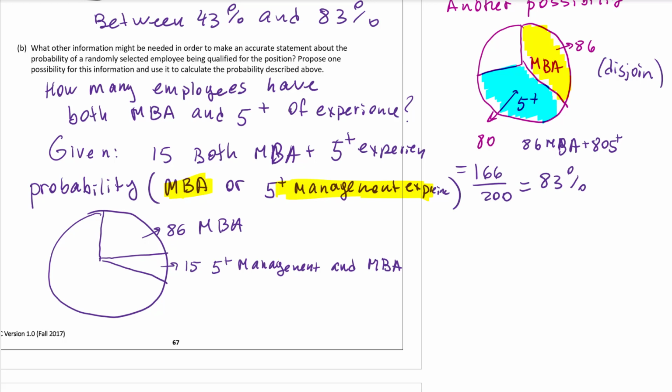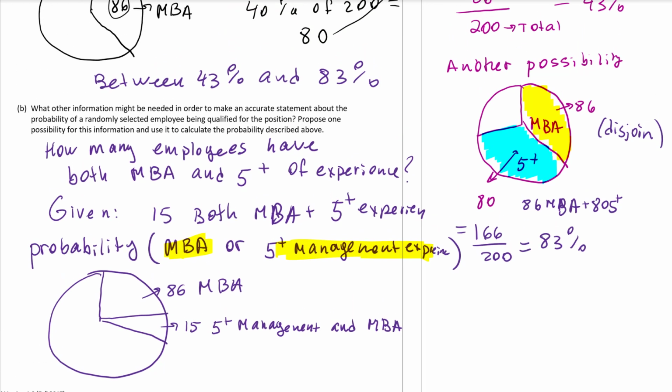And then what else do we have? We have 80, remember, 40% who have a 5-year management experience. So 15 are already in this group, right? 15 is already in this group. But altogether there are 80. So 80 minus 15 gives us 65. So we need 80, right? 65 plus 15 is 80. So these are the ones that have 5+ management experience.